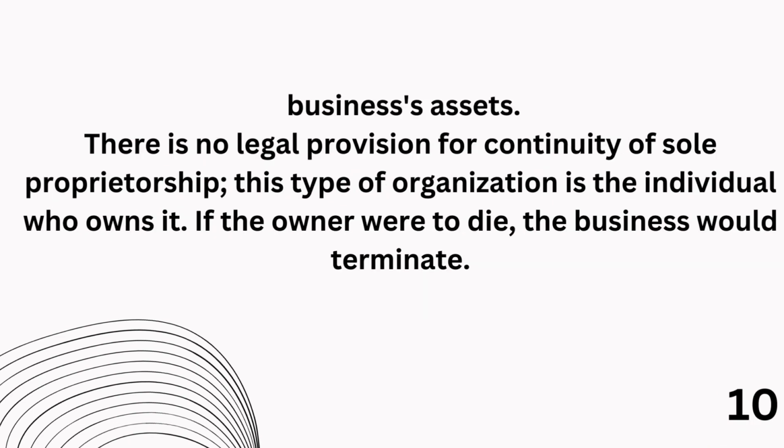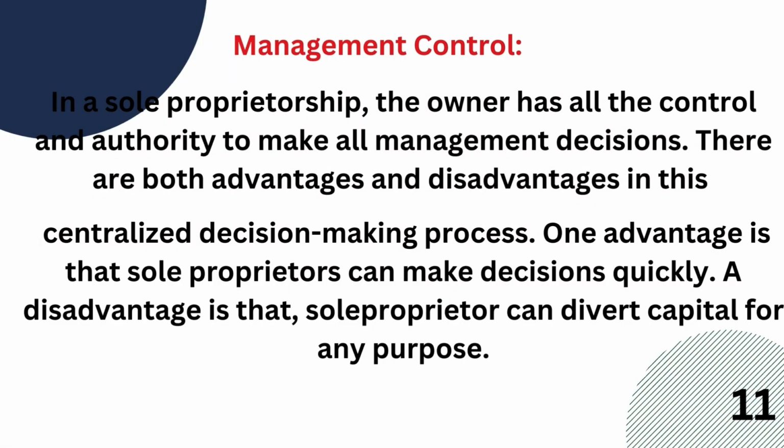There is no legal provision for continuity of sole proprietorship. This type of organization is the individual who owns it. If the owner were to die, the business would terminate. Management control. In a sole proprietorship, the owner has all the control and authority to make all management decisions. There are both advantages and disadvantages in this centralized decision-making process. One advantage is that sole proprietors can make decisions quickly. A disadvantage is that a sole proprietor can divert capital for any purpose.